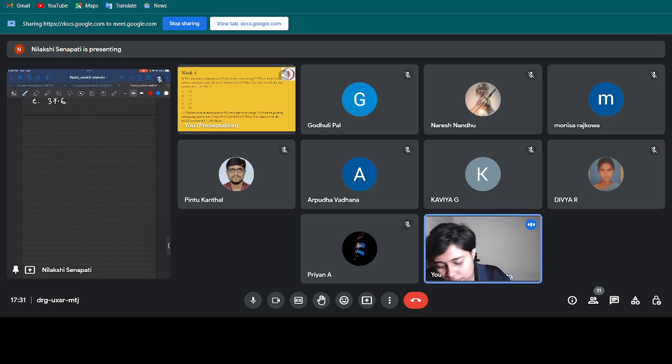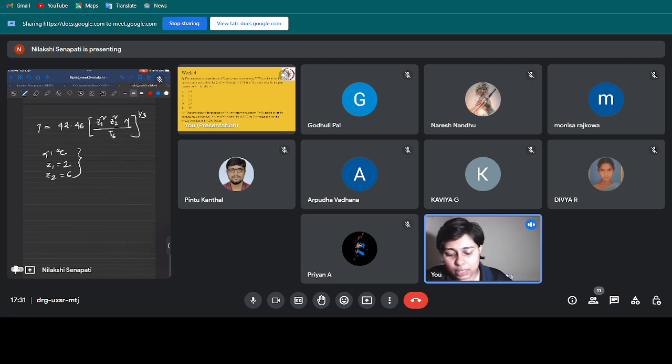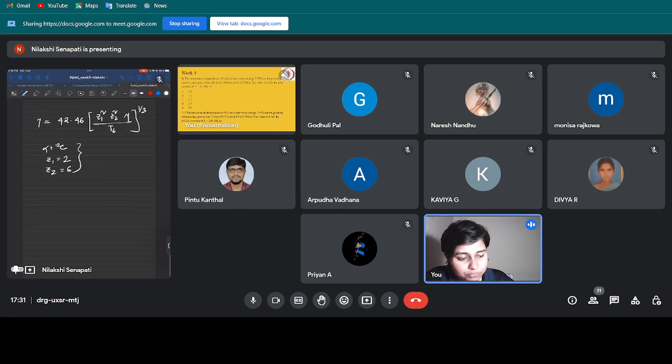So first, tau is equal to 42.46 (Z1 square Z2 square mu by T6) whole to the power 1/3. What was the reaction? The reaction was alpha plus 12C. Z1 is equal to 2, Z2 is equal to 6 in this reaction. I think everybody has understood this up to this part.